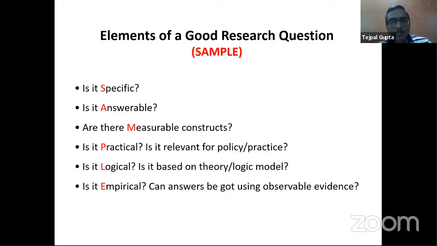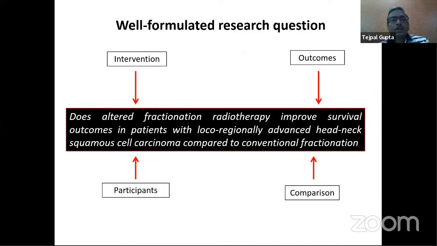There are certain elements of a good research question, and this simple acronym of SAMPLE is actually useful to remember. So is your question specific? Is it answerable? Are there measurable constructs? Is it practical? Is it logical? And is it empirical? So if your research question has all these elements, then it probably would qualify as a good research question.